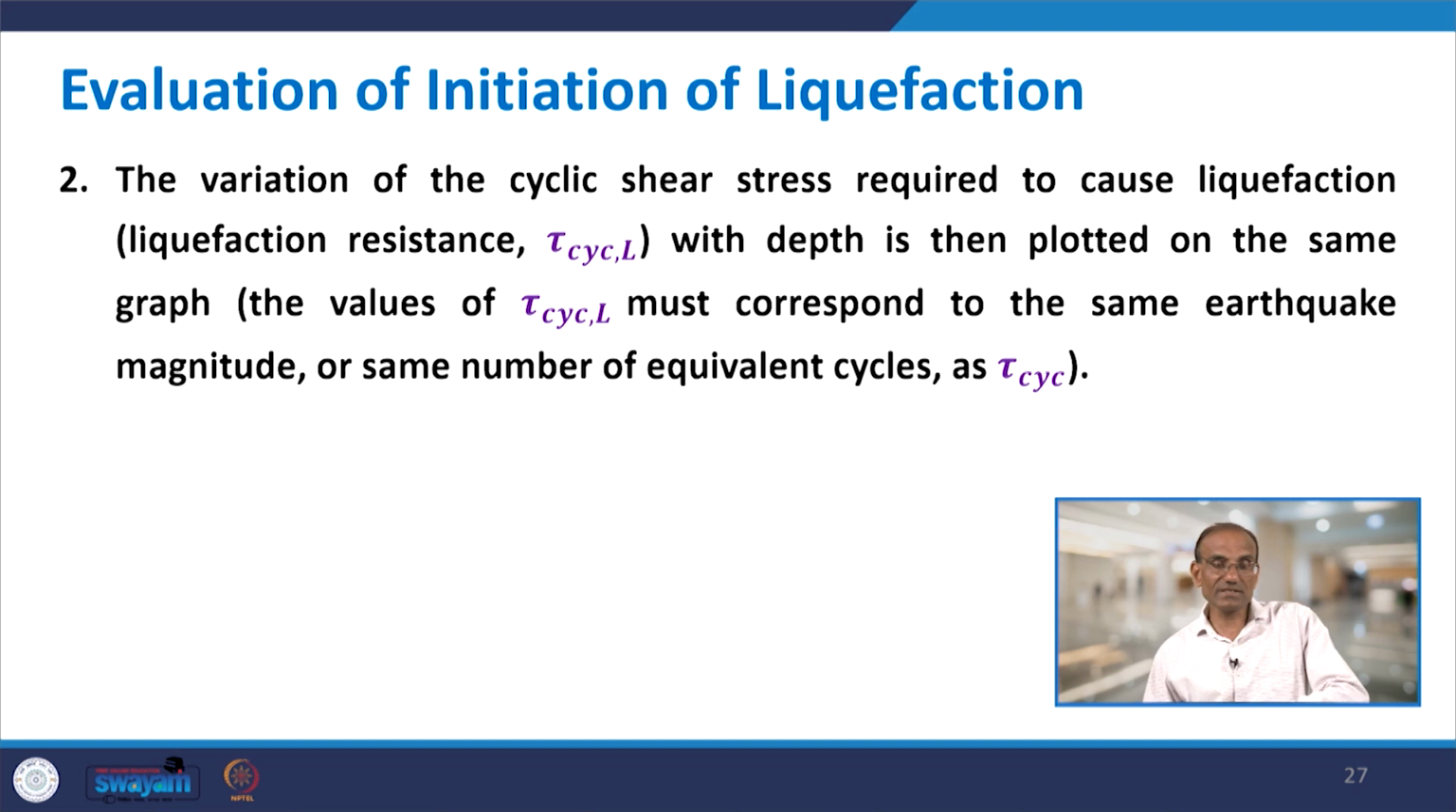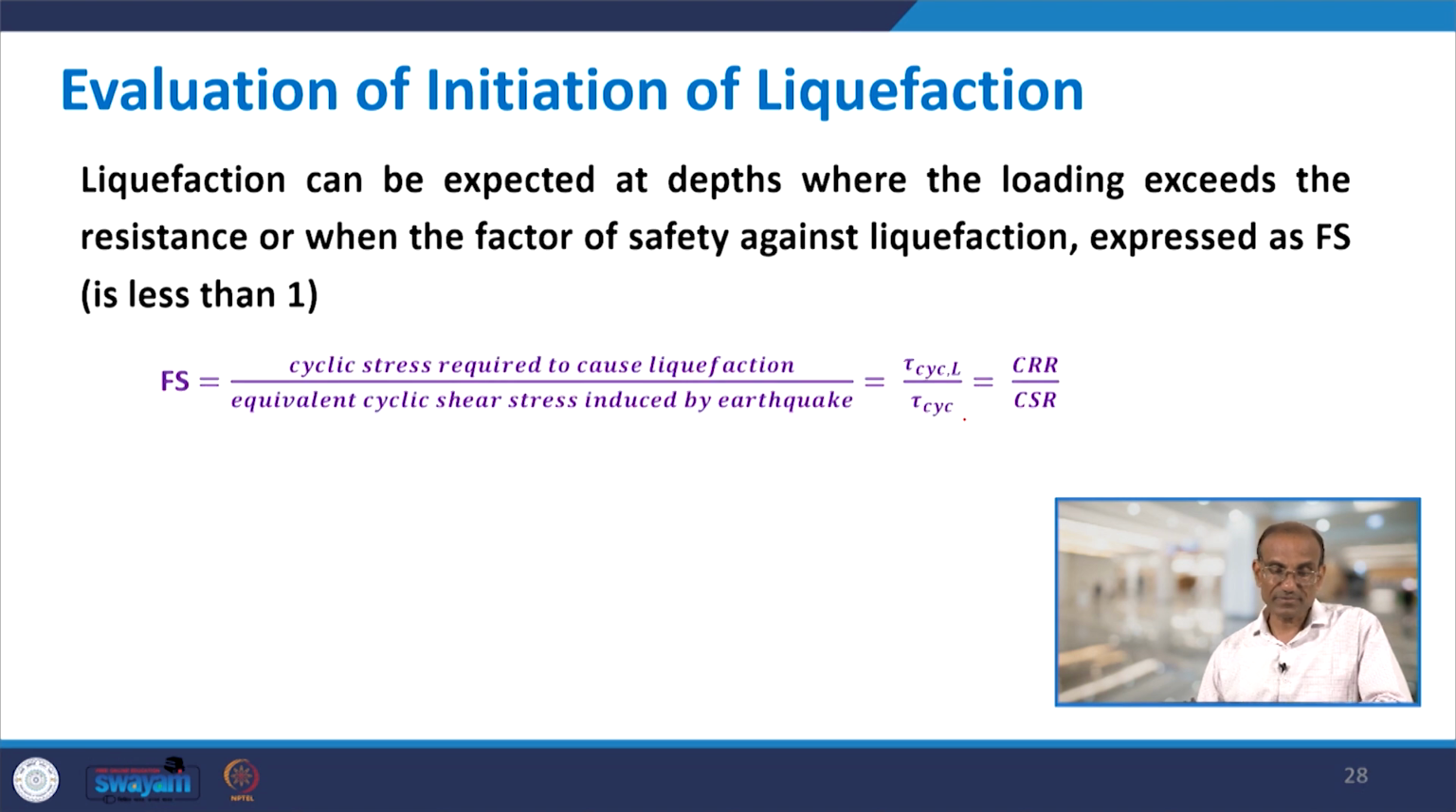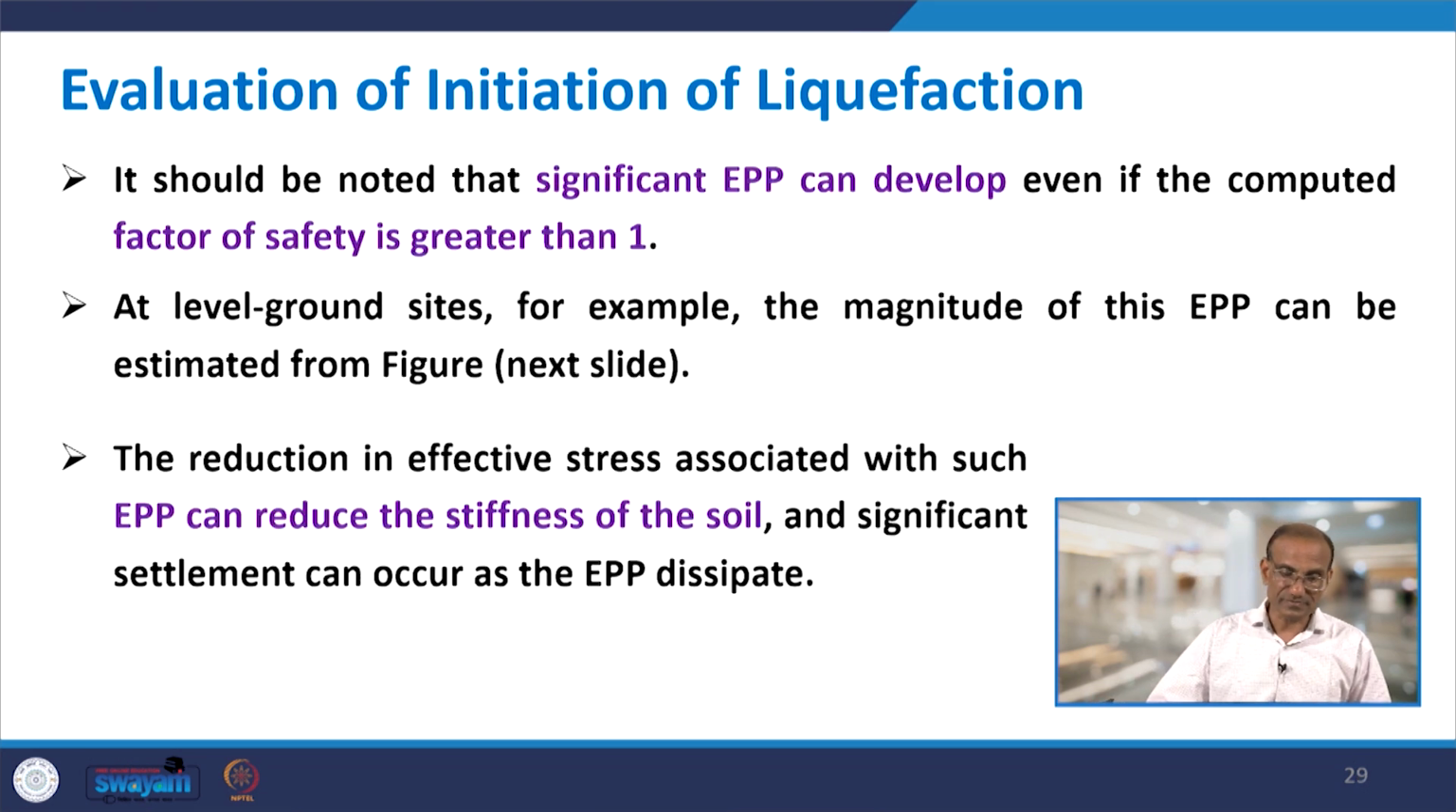In step 2, the variation of cyclic shear stress which is required to cause liquefaction with depth is then plotted on the same graph, which must correspond to the same earthquake magnitude or same number of equivalent cycles, and then we compare. Liquefaction can be expressed at depth where the loading exceeds the resistance, or when the factor of safety against liquefaction is less than 1. The factor of safety, which we already discussed, is the cyclic stress required to cause liquefaction divided by the equivalent cyclic shear stress induced by an earthquake, or simply CRR divided by CSR. If the factor of safety is less than 1, then liquefaction occurs.